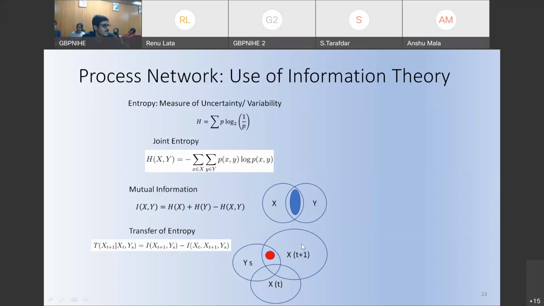So this is what is a process network. That means the variability of y is modulating the variability of x. So y causes x. So if there exists a transfer entropy, that means y causes x. And it has to be statistically significant if y really causes x.